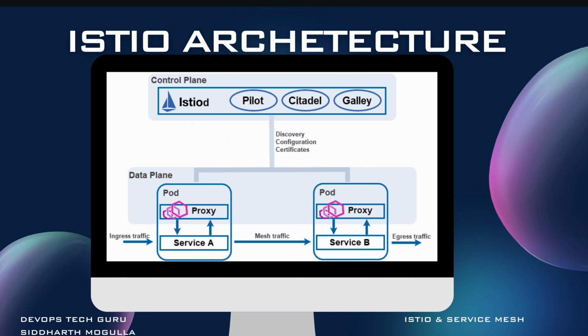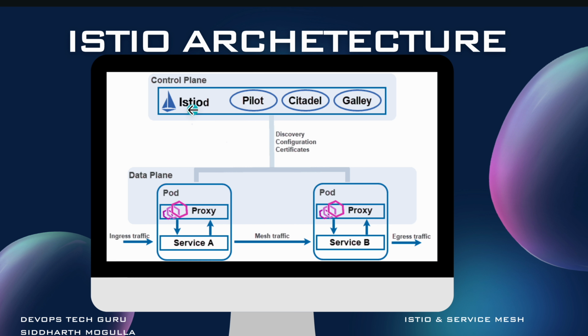The sidecar container intercepts all traffic to the microservices, handling traffic routing, load balancing, service discovery, and other important networking tasks. Istio also provides advanced traffic management features like canary deployment, which we'll be doing now, A/B testing, and fault injections. So these are the components in the control plane that Istio has.